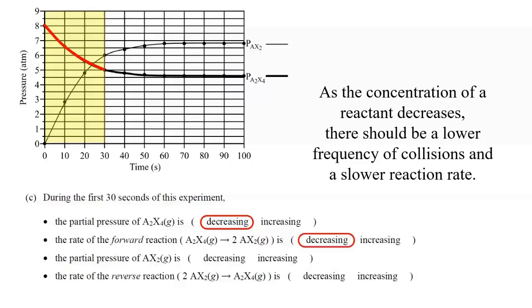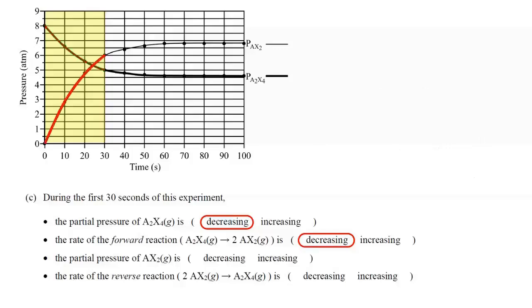Now let's switch over and talk about the product, AX2. As you can see highlighted on the graph, the partial pressure of AX2 starts out at 0 and then increases to 6 atmospheres. So it's definitely increasing in this time interval. And then now they're talking about the rate of the reverse reaction. So the reverse reaction would be going from right to left instead of from left to right.